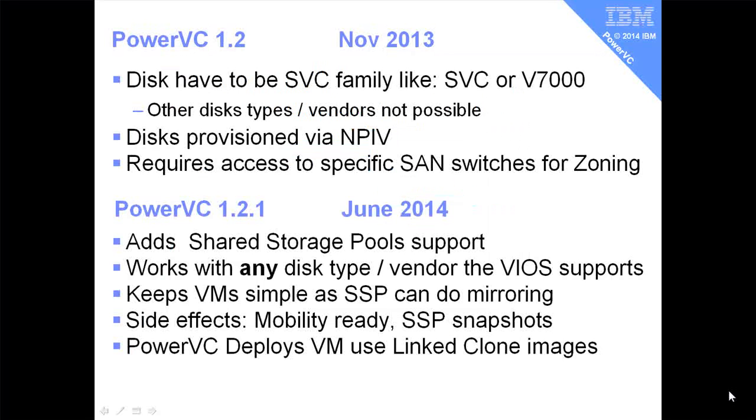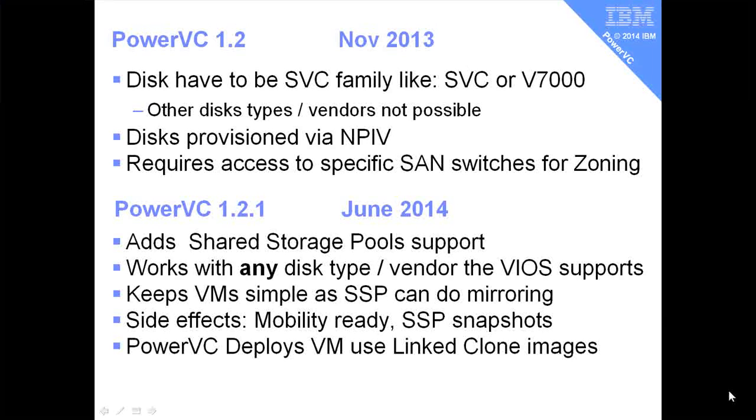So with PowerVC version 1.2, we had to use an SVC family like the SVC itself with something behind, or a direct V7000 device. Other disk types and vendors were not possible. They use this MPIV way of provisioning the disks, and that requires specific access to the SAN switches of particular types for the zoning. But with 1.2.1 we actually get more flexibility because we now have this shared storage pool support. This will work with any disk or vendor that's supported by the VIOS server already.